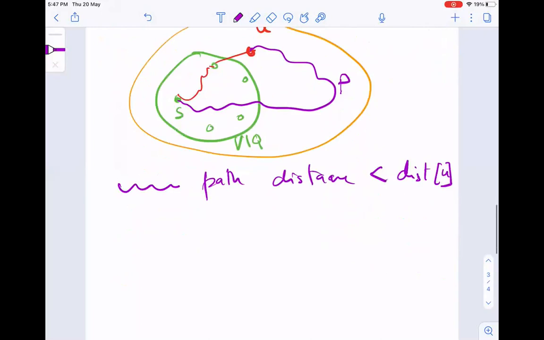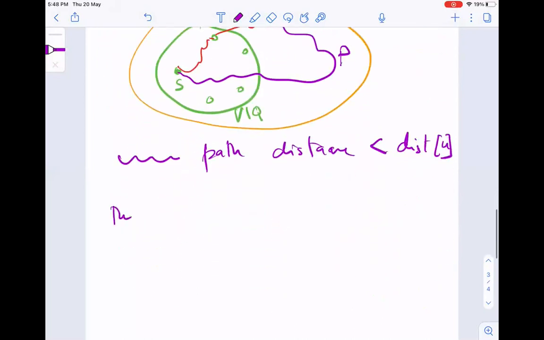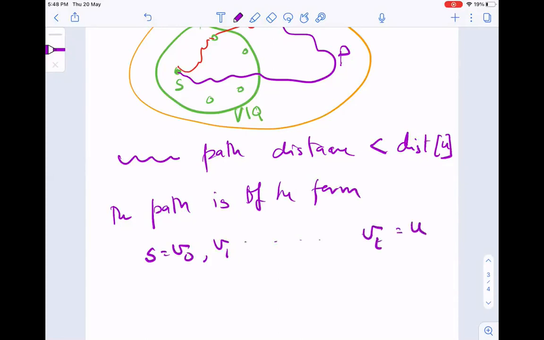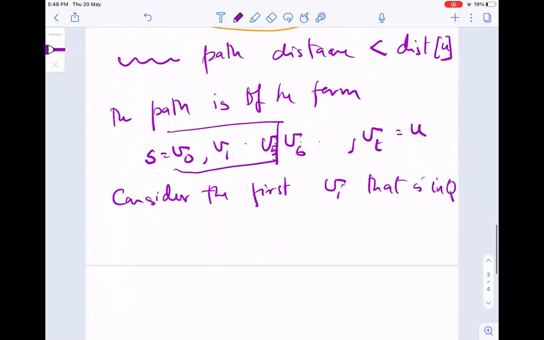Now see, there exists a path. The path is of the form S equals V0, then V1, and it goes on till Vt, which is U. Consider the first Vi that is in Q. So basically, say V5 is not in Q, and V6 is in Q, and it continues like that. There has to be such a thing.